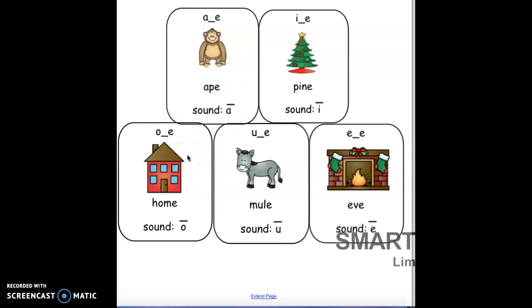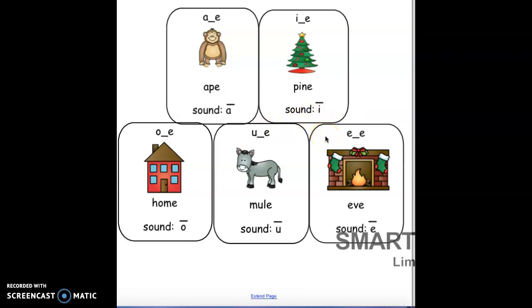O, consonant, magic E, home, O. What does the E do to the O? Make it say its name, and the name is O, and the sound is O. U, consonant, magic E, mule, U. What does the E do to the U? Make it say its name. The name is U, and the sound is U.